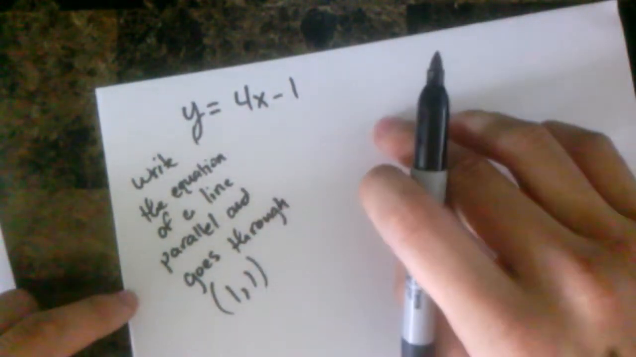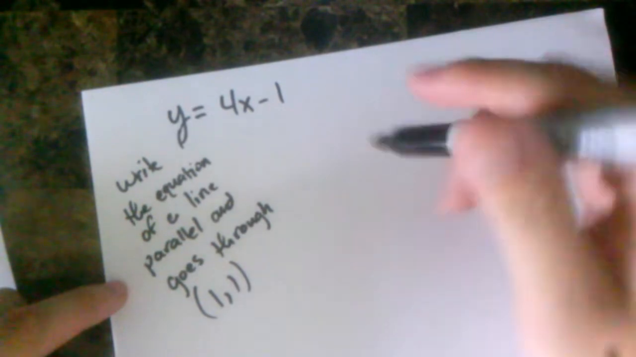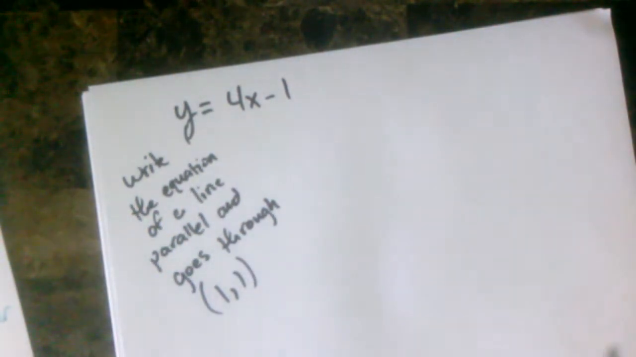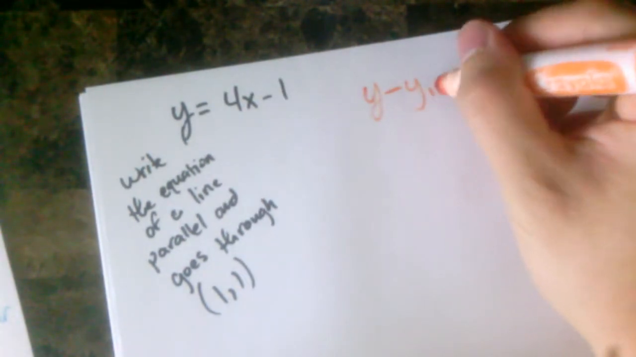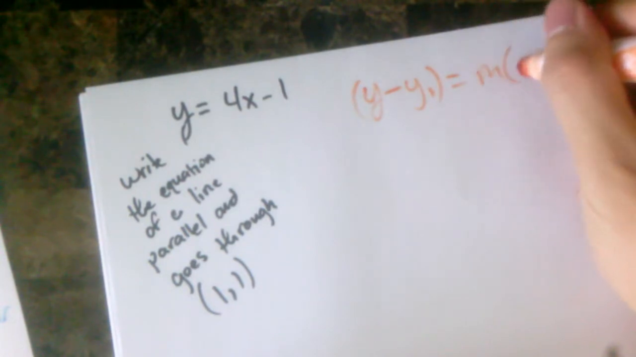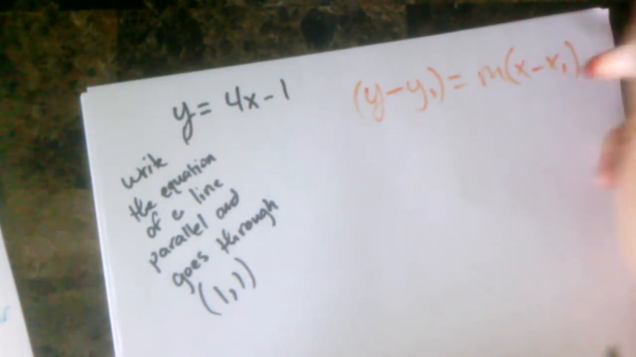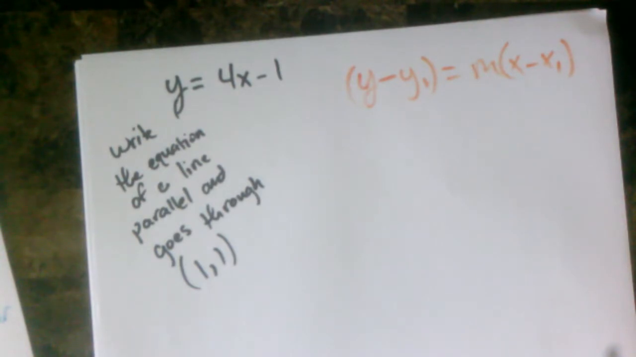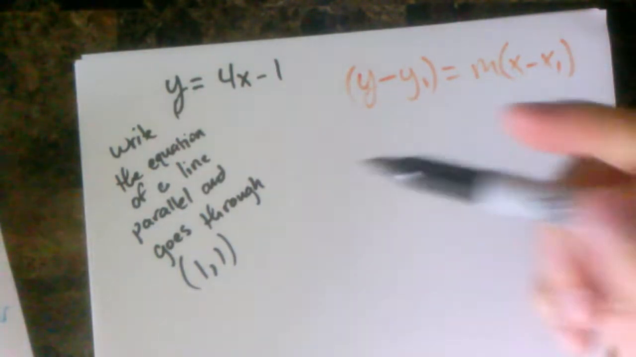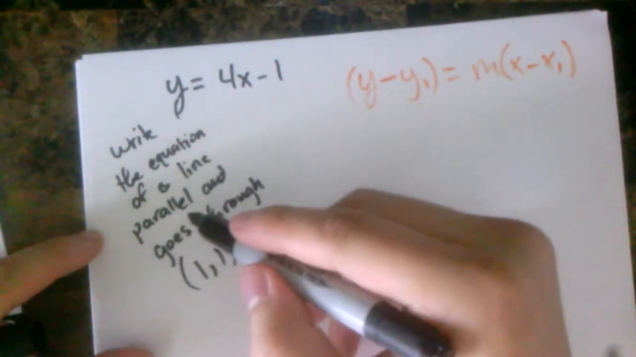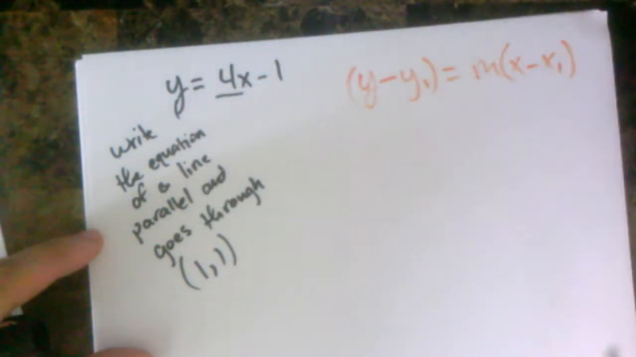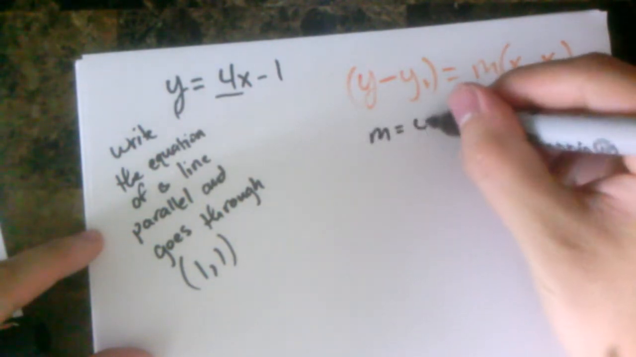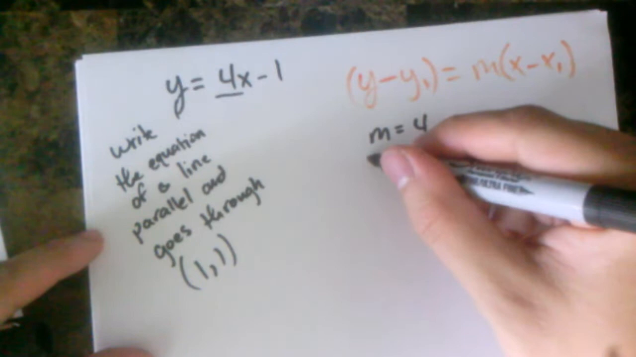What you have to remember for these is that you have to be able to use this formula. Let's go ahead and do it in color. This is called y minus y1 equals m times x minus x1. So that formula is your point slope form, because it requires you to use a point and a slope. Luckily, because we know that we want a line that's parallel, we know that our slope is going to be the same as this one. So our m, or our slope, is going to be 4.